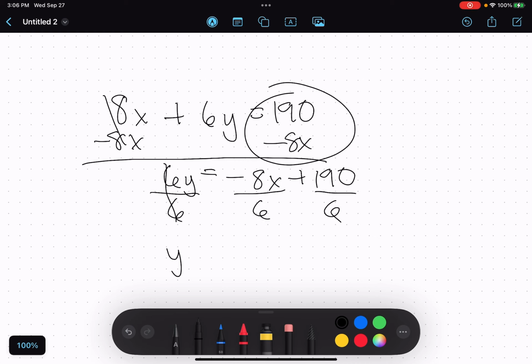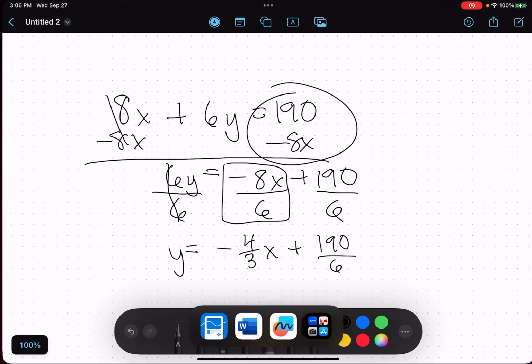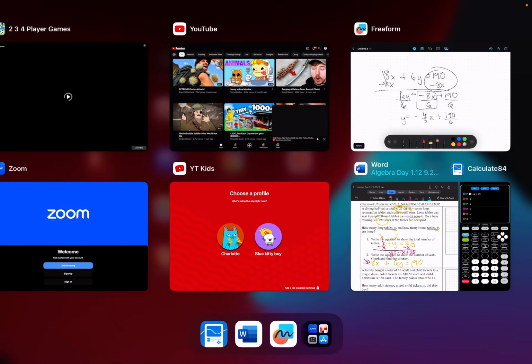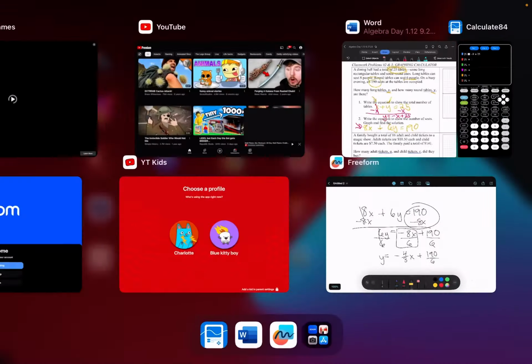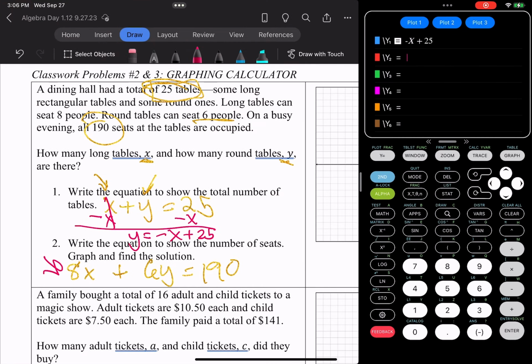And we get y equals negative 8/6 x plus 190/6. Now, we can reduce this here to 4/3 x plus, and I'm going to say leave your 190 divided by 6 as it is, because it's just going to end up helping you in the long run. Let me just make sure I did set up the equation correctly.